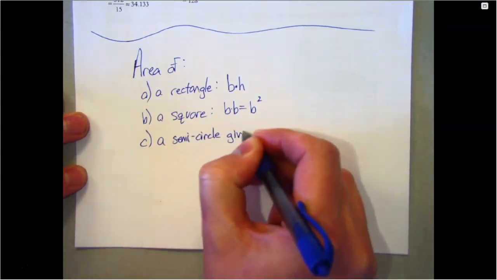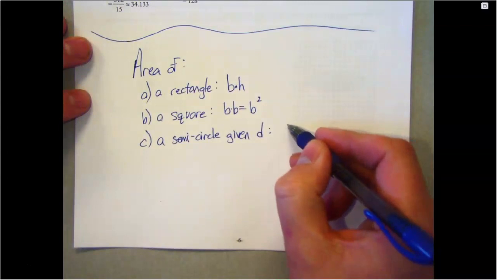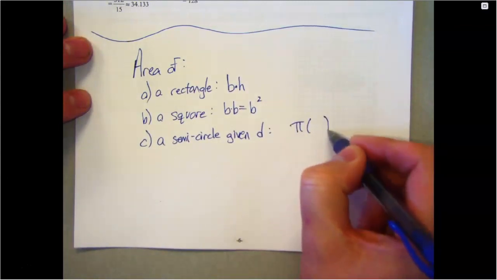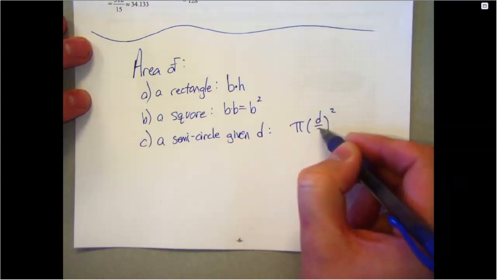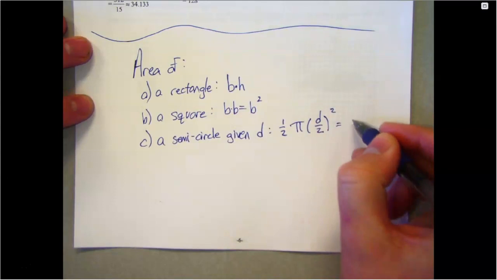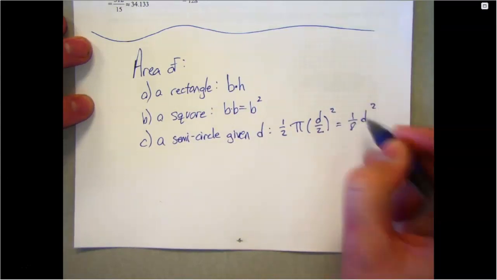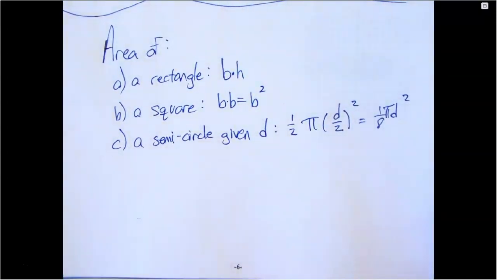A semicircle given the diameter. So it's probably r squared over 2, right? But what's r? It's d over 2. And then if it's a semicircle, what else would it be? Would you agree with me that this is the same thing as 1/8 pi d squared? Squaring the 2 on the bottom here would give you 4, and then you have 2 on there. So that's where I'm getting 8 from. The pi just stays.